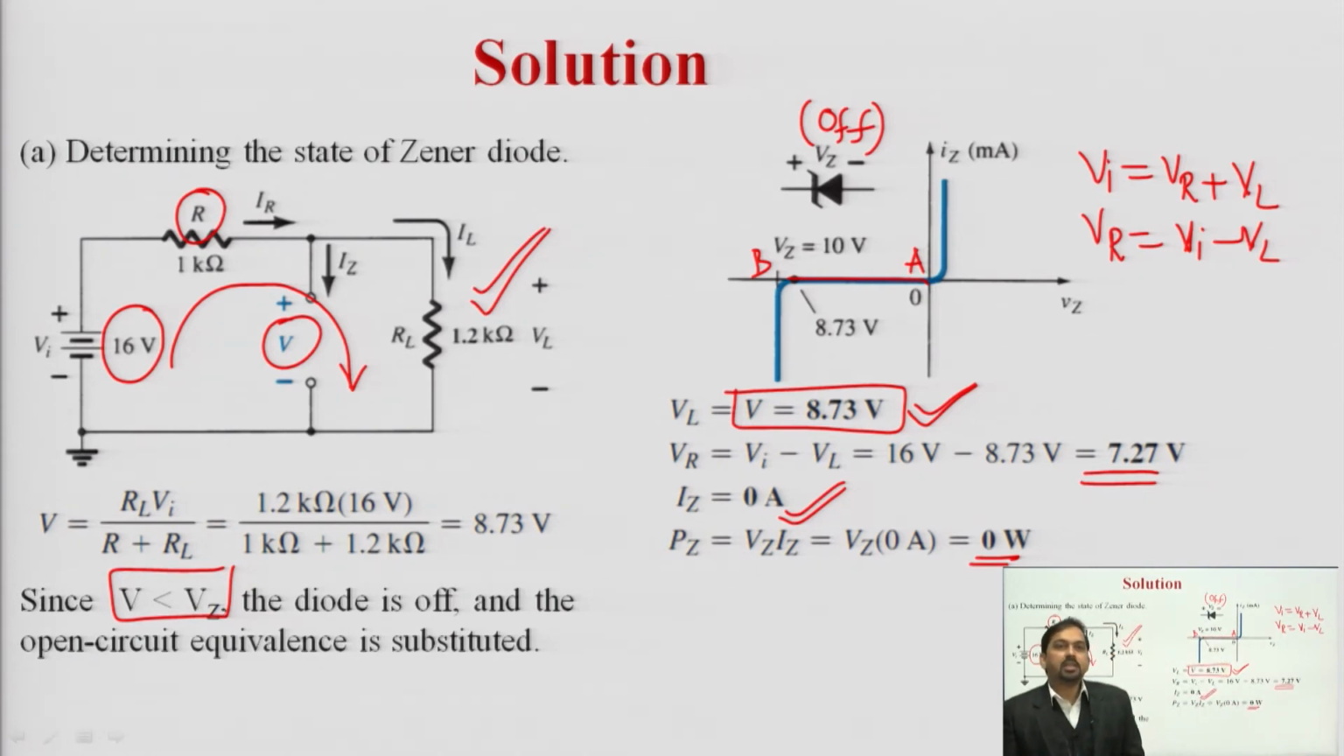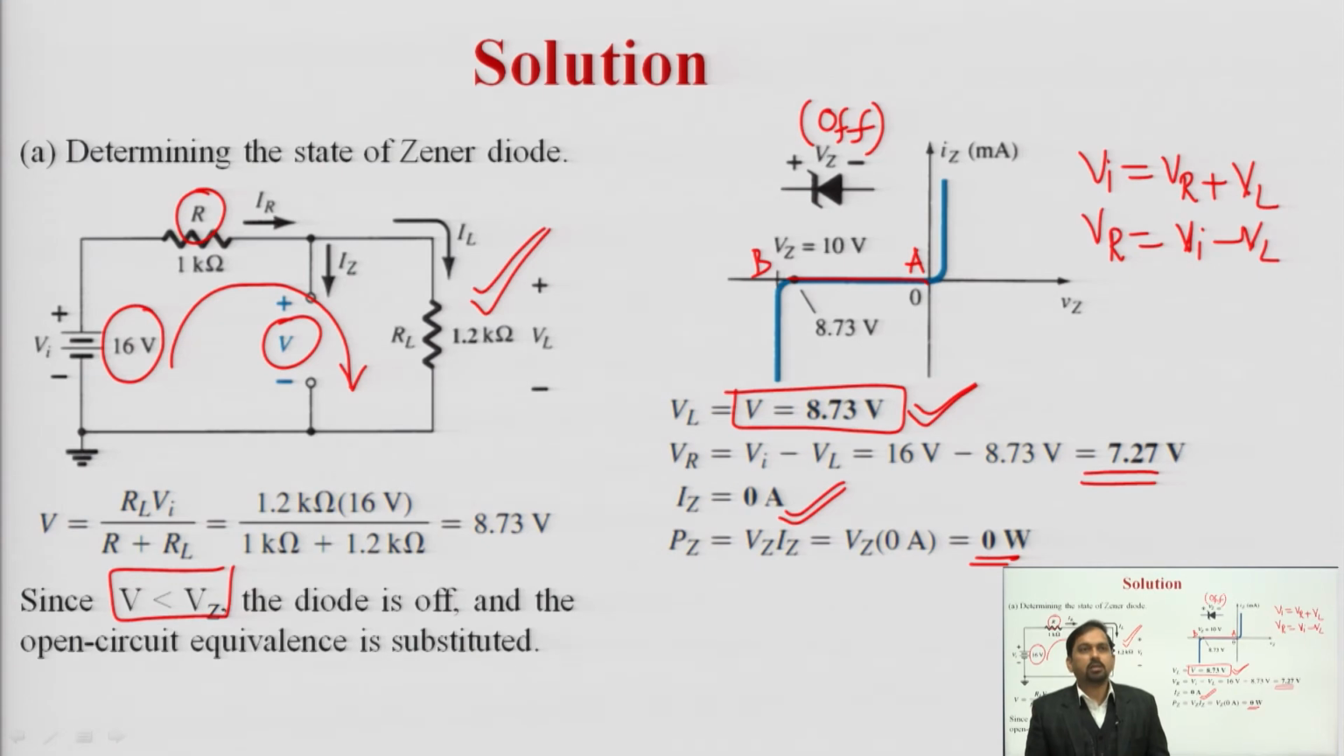So, we can say that this circuit is not working as a voltage regulator, because the Zener diode was off. It was not able to provide 10 volt to the load resistance RL.